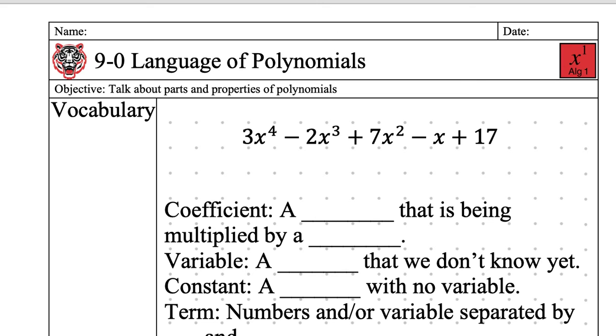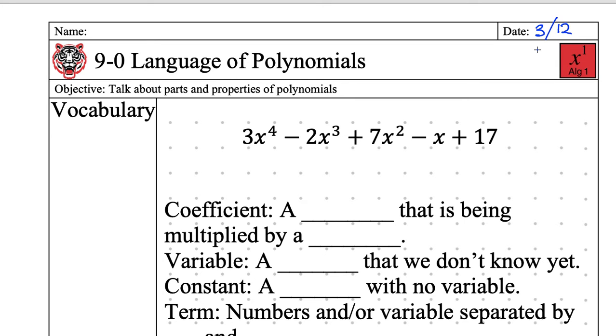Alright, so we are in Algebra 1. We're doing our lesson that we should have done at the beginning, 9-0. Next year will probably be called 9-1, so I'll add it in correctly. Today's date is Thursday, March 12th, 2020. We're talking about the language of polynomials, how to talk about these things to your peers, to your teacher, etc.